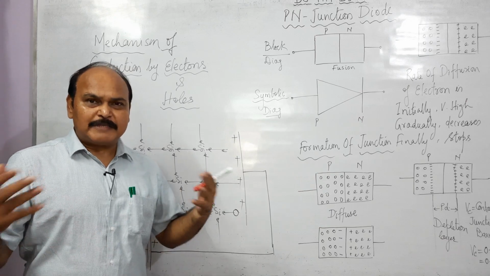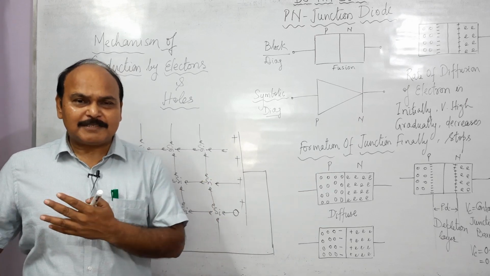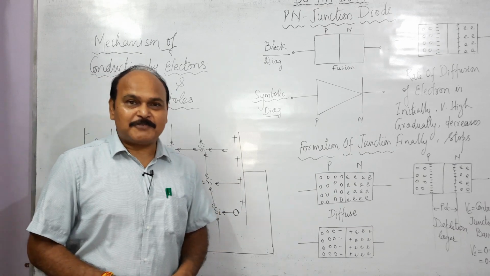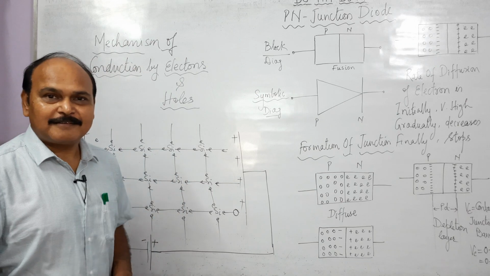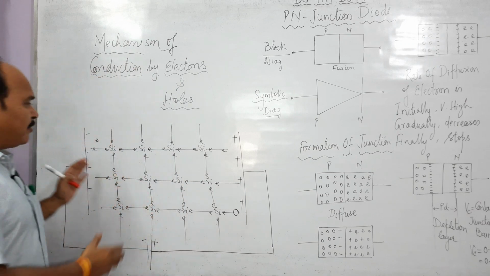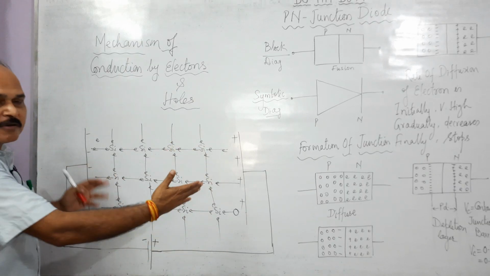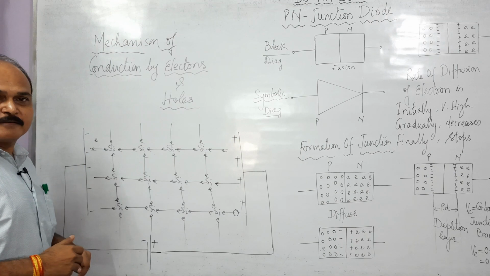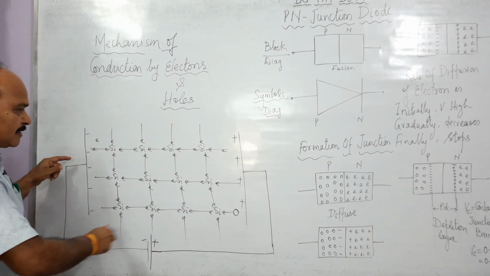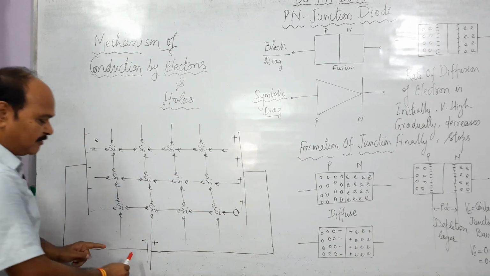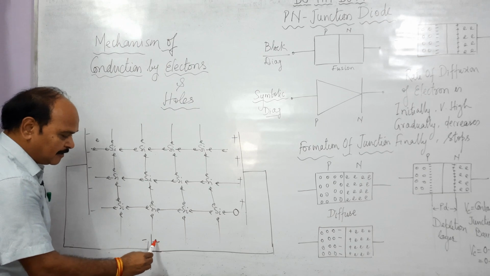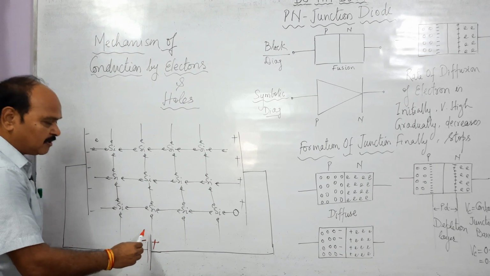But how do these electrons conduct? How do these holes help in conduction? Let us understand that. This is a very, very interesting discussion. Children, this is a block of solid. This is a block of semiconductor whose base material is silicon. And this block of semiconductor is connected across a battery. This is the positive terminal of the battery, and this is the negative terminal of the battery.